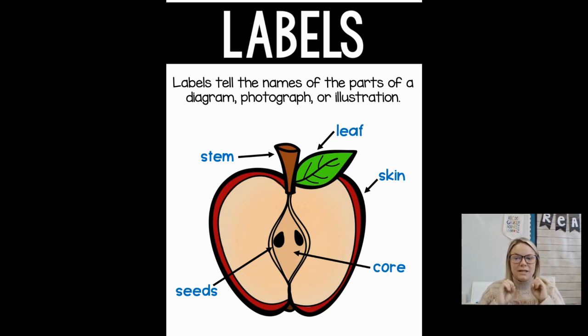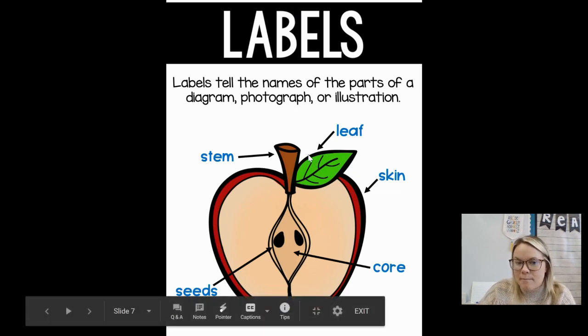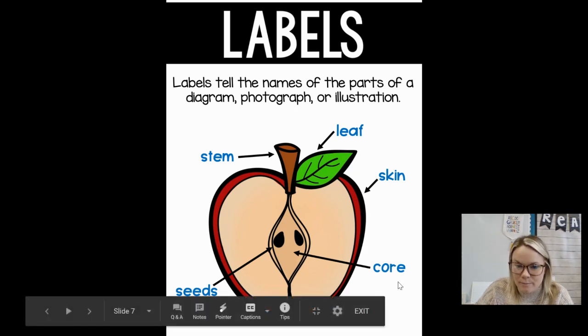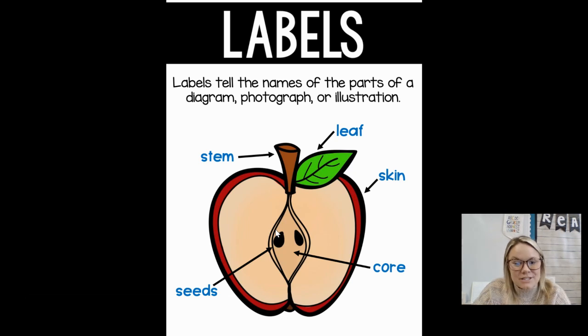And normally when they are labeling, they zoom in on the picture. So you get to see all of the inside of the picture. Take a look at the different labels. This is the stem. It says stem and it's pointing to the stem. Here it says leaf, pointing to the leaf. Here is the label skin. Here is the label core. This is the core of the apple. And here is the label seeds. And again, it is labeling the seeds.